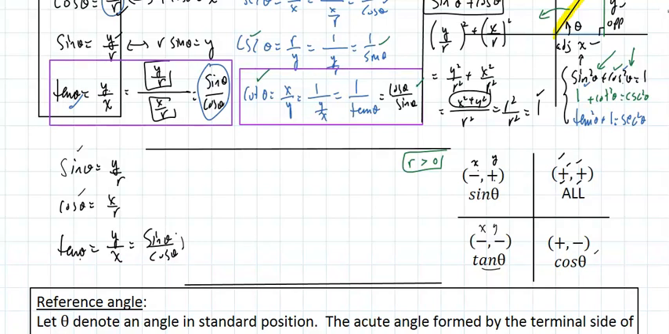So what we do, we memorize this by running in a positive rotation, and we read "All Students Take Calculus," which indicates in the first quadrant all trig functions are positive. In the second quadrant, only the sine is positive, which means cosine is negative and tan is negative. In quadrant 3, only tangent is positive, which means sine and cosine are both negative. And in quadrant 4, only cosine is positive, which indicates the other two functions are negative.